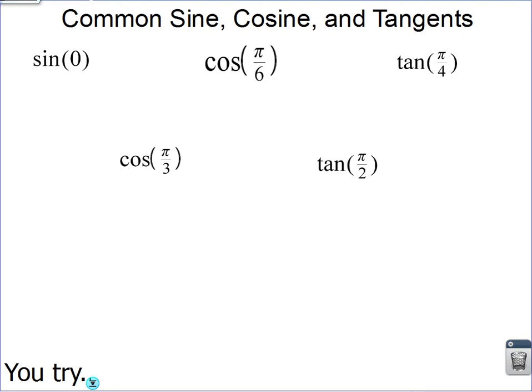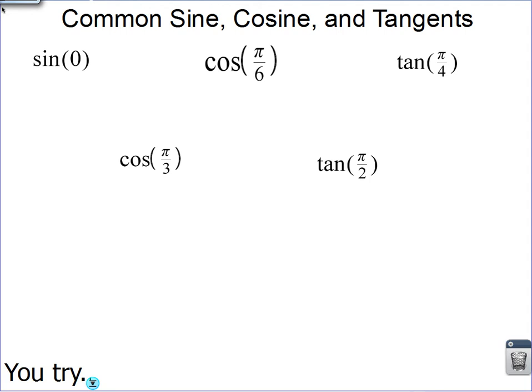Some common sines, cosines, and tangents. The same way that we went through, and I showed you with the sine of 30, 45, 60, 90, we took those 30-60-90 and 45-45-90 right triangles and used them to find the sine of 30 and the cosine of 45. This is the same thing. These are some of your common angles.